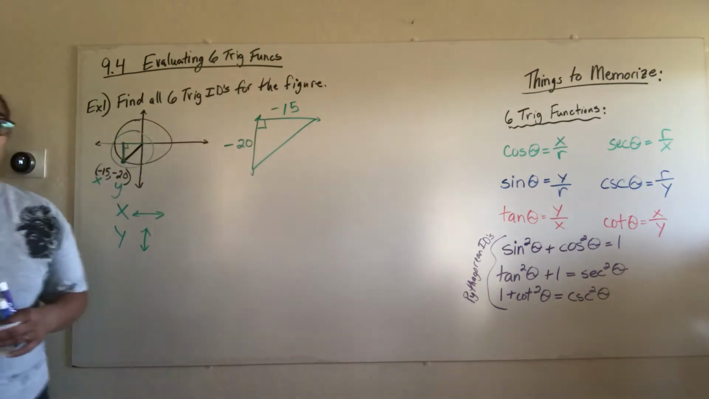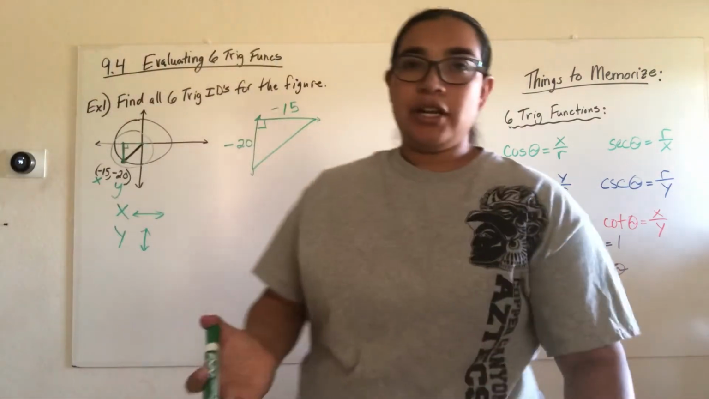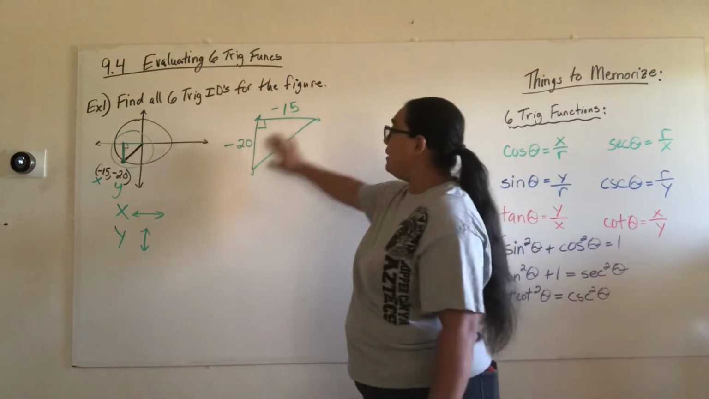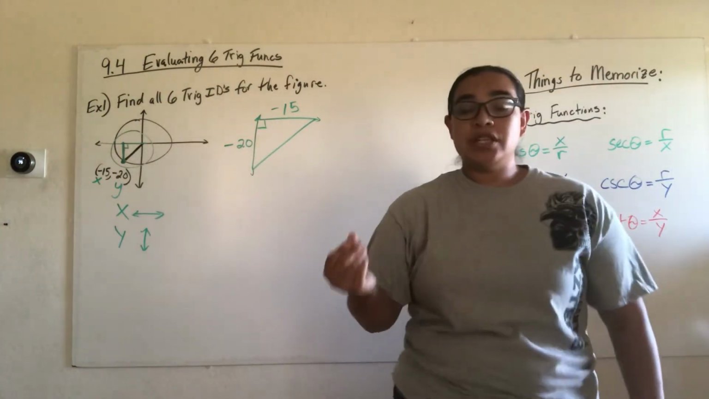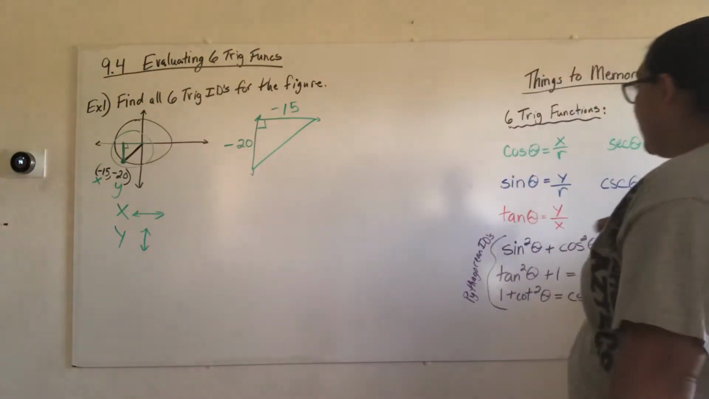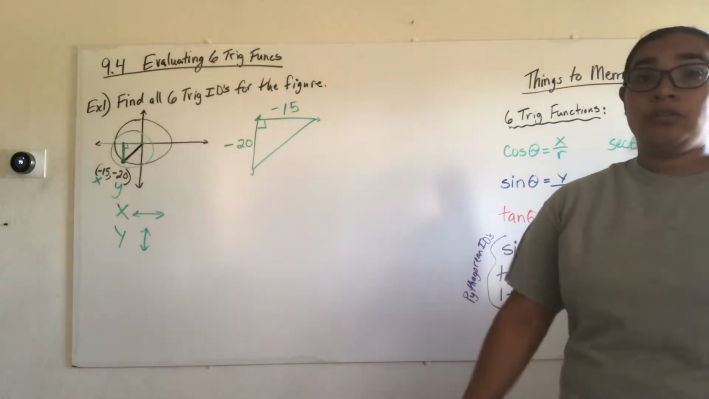Okay, now here's the thing. Technically, when you're doing a triangle, you can't have negative side lengths. So even though these are negative in my mind, I'm not going to be using those negatives in my Pythagorean theorem, but I will be using them in my final answers here. So I'm going to leave them there so we just don't lose track.